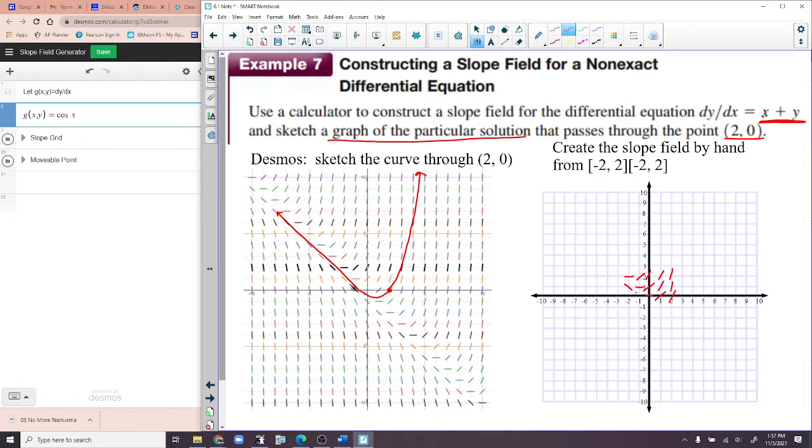(-1, 0) is -1, and (-2, 0) is -2. Now remember, I'm plugging the values into this. Keep in mind, I'm not just making those numbers up. I'm plugging them into that derivative. And we're making these tiny little tangent lines. (-1, -1) is -2. (-2, -1) is -3. (-1, -2) is -3, and that's even getting steeper.